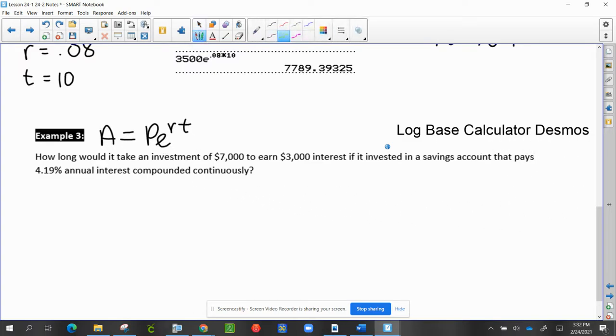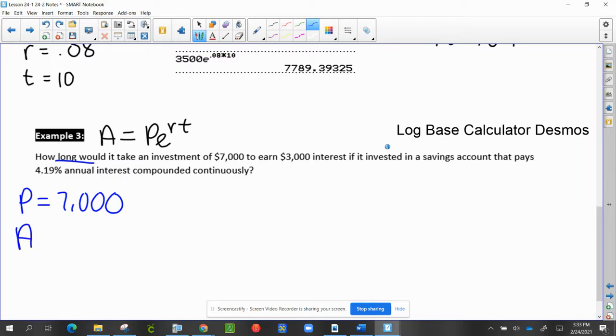Okay. Our principal is the amount of money we're starting with. So in this problem, our P is an investment of $7,000. They want to know how long it will take, so in this problem we're going to be solving for T. We'll get to that in a second. But they're saying, how long will it take a $7,000 investment to earn $3,000?